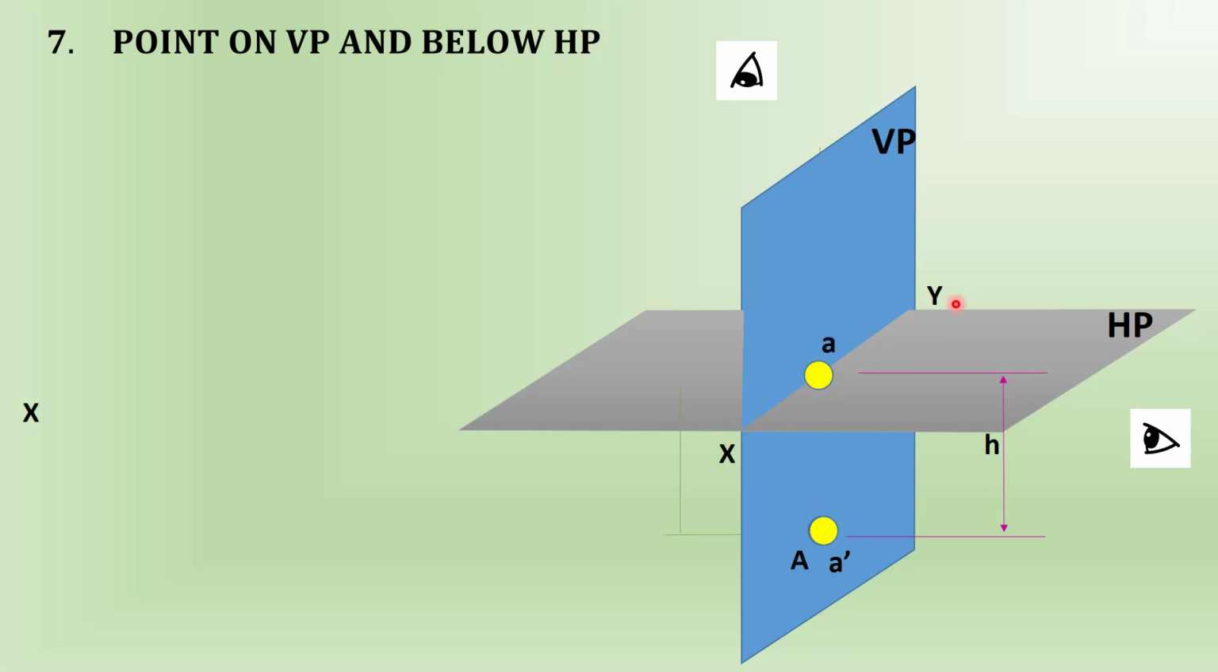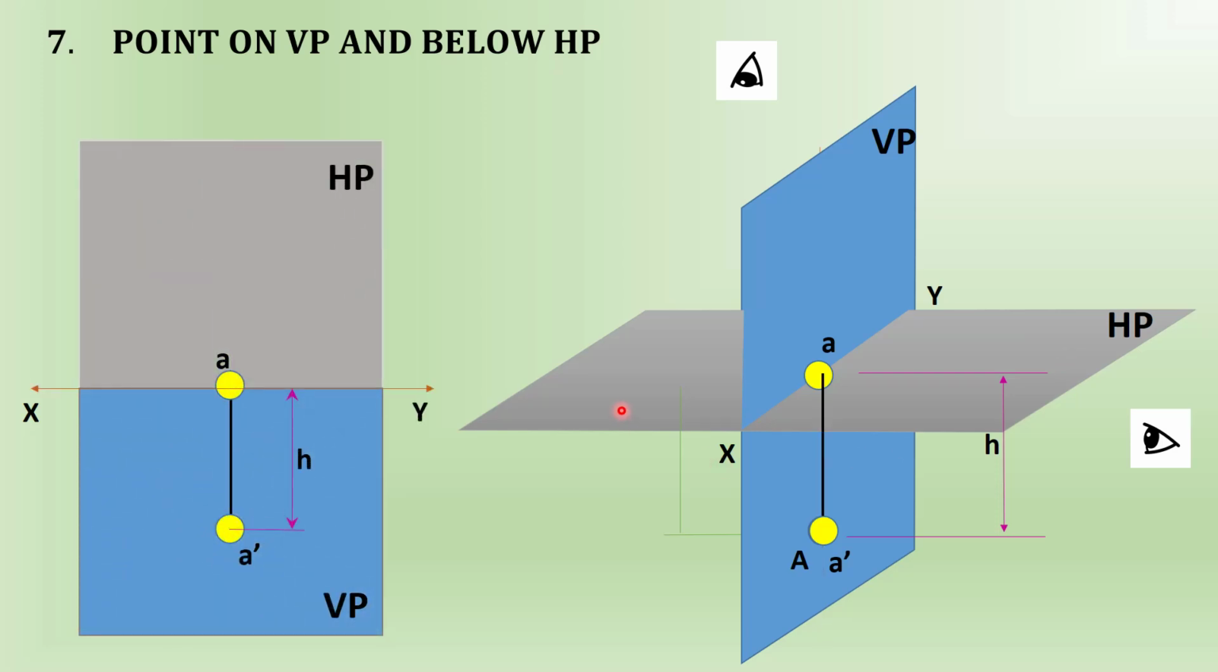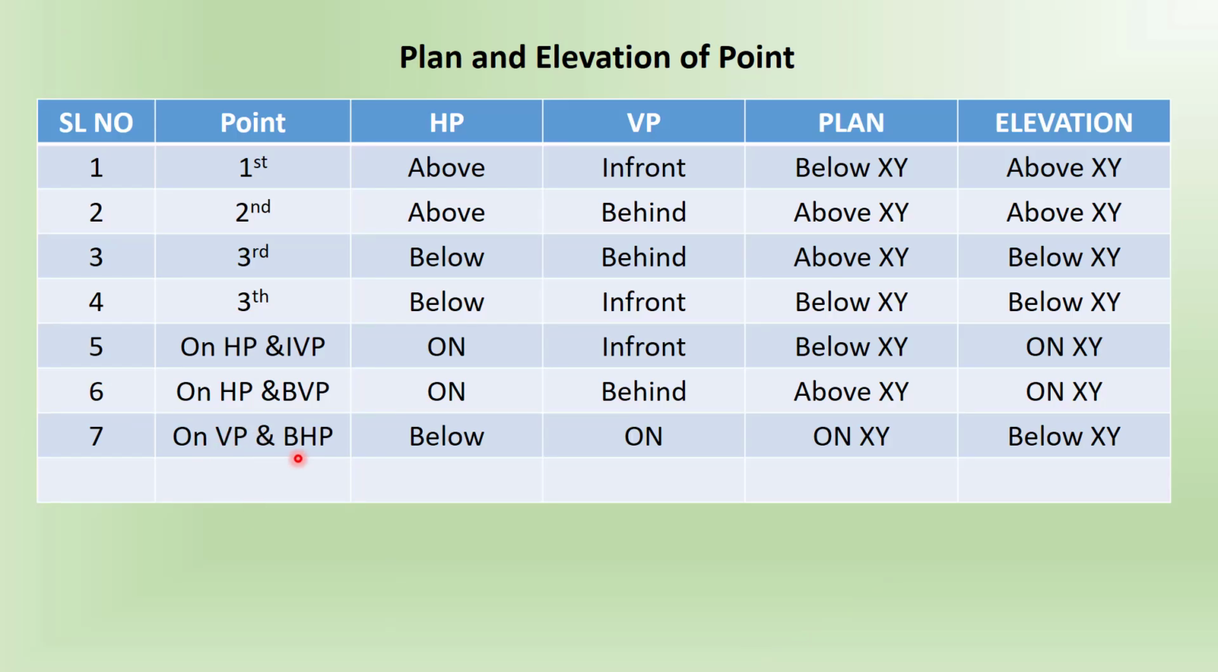So in this case, the plan point will be lying on the XY line, but the elevation will be on the vertical plane itself. So here there is no need to rotate the horizontal plane since the images are not obtained on the horizontal plane. So here when you draw the orthographic projection, you can see that the plan point lies on the XY line and the elevation will be below the XY line. So when the point is on VP and below HP, the plan will be on the XY line and the elevation will be below XY.